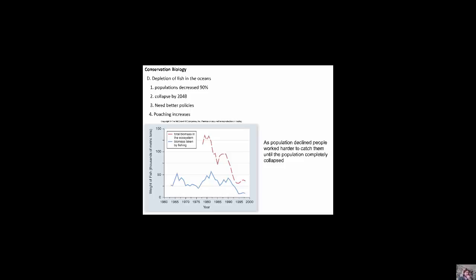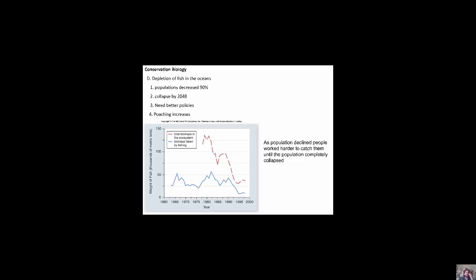It's thought that most, if not all, commercially valuable fish stocks could completely collapse by 2048. That's 32 years from now. In 32 years, these fish stocks could collapse, meaning there are no longer enough of them to provide a population for fishing, let alone for survival. I mean, so we need better policies regarding the industries.